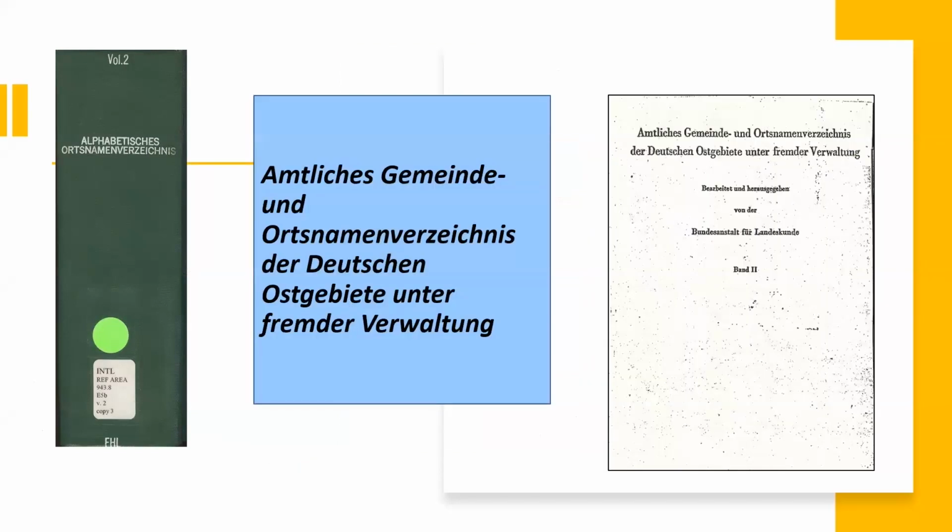The book Amtliches Gemeinde- und Ortsnamenverzeichnis der deutschen Ostgebiete unter fremder Verwaltung, microfilm 824243, image number 119, is used to determine the present name of former German official municipalities and localities now under Polish rule. At the beginning of this lecture, I mentioned the above resource in determining a modern Polish name for the town of Stegmansdorf. The following is a more detailed explanation on using this resource.